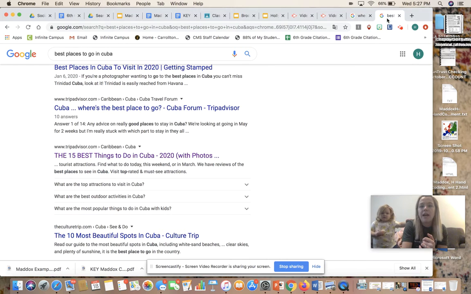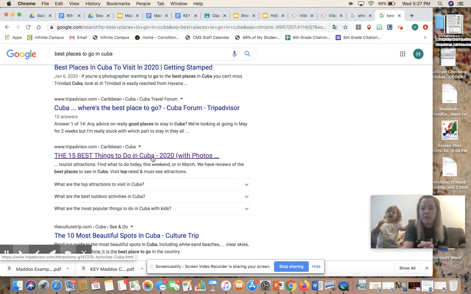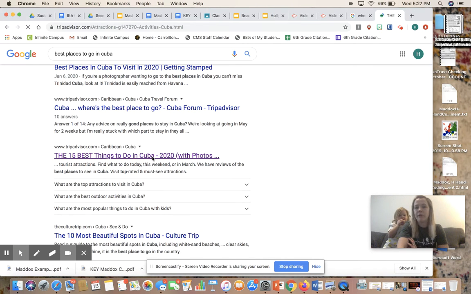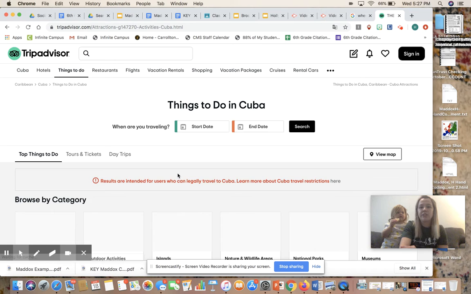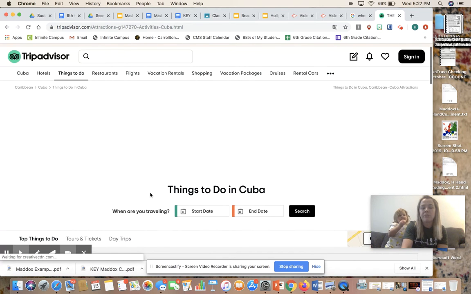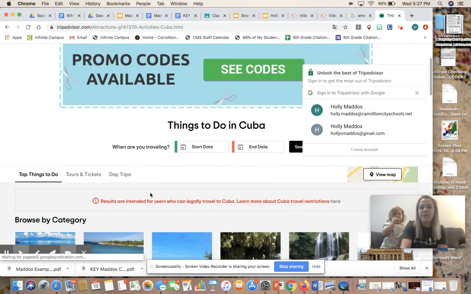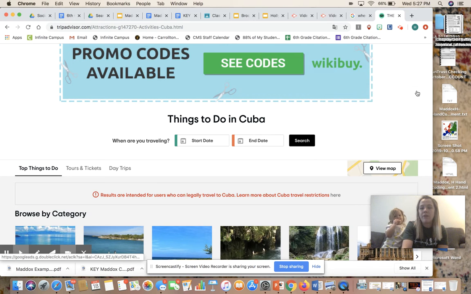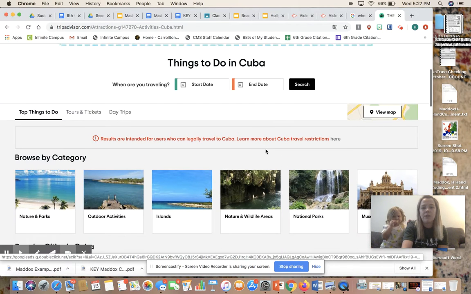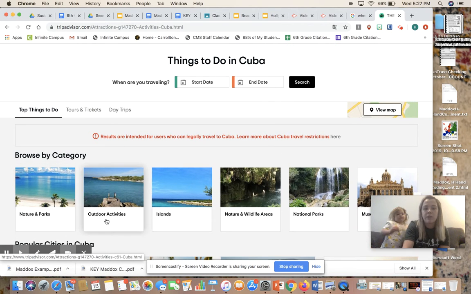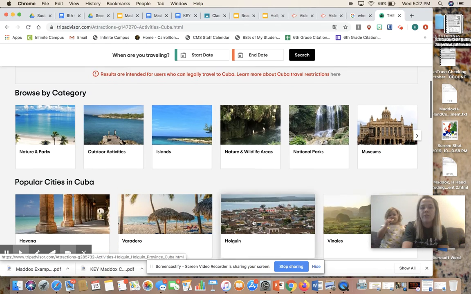One thing I did look at over here that I got a lot of my information from was TripAdvisor, because I know TripAdvisor is reliable. It uses people's opinions, and I could read about like people that had actually visited there, what they'd seen. So I actually used it for a good portion. So you can see here it says things to do in Cuba. You can browse by the category, the time of year, all those things. So islands, nature and parks, outdoor activities, whatever you're interested in.